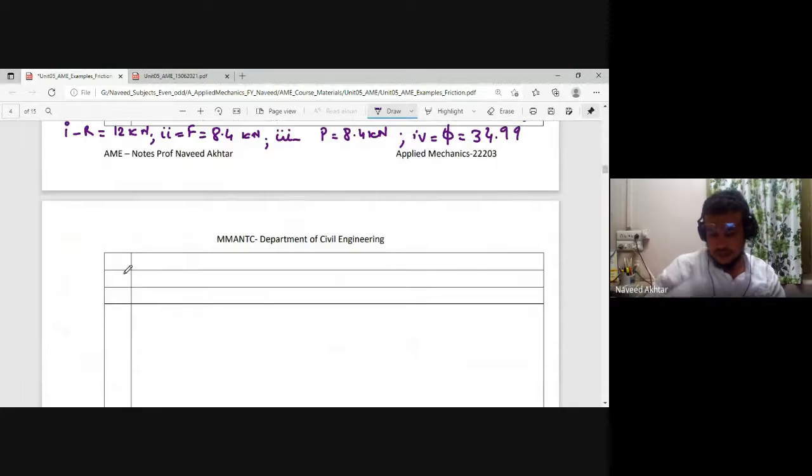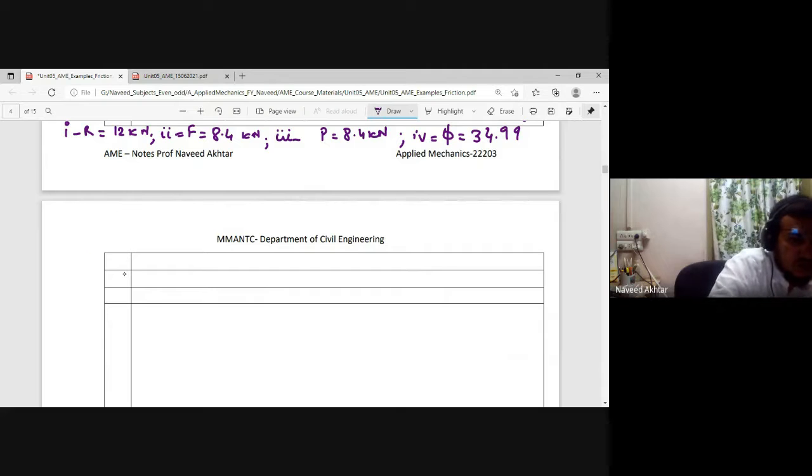Can you solve the example number 4 on your own? I will not do this, you have to do it yourself. Write down example 4, that will be the homework. You have to do it, and I will ask question answer tomorrow. This is the question.